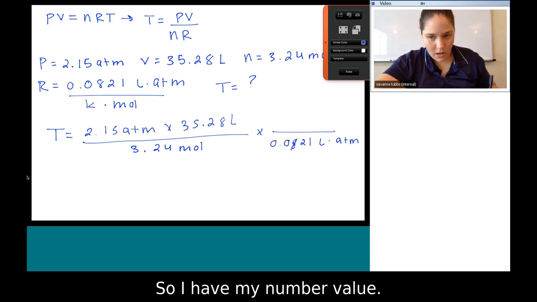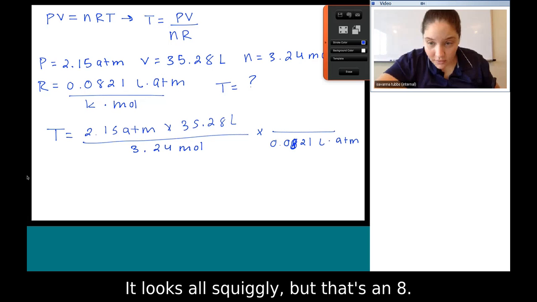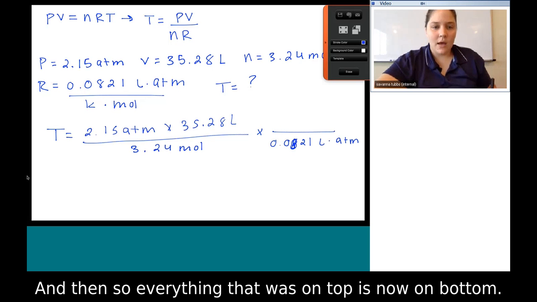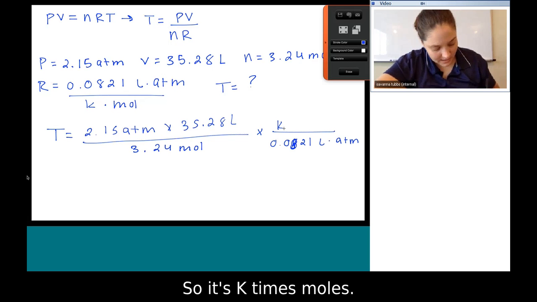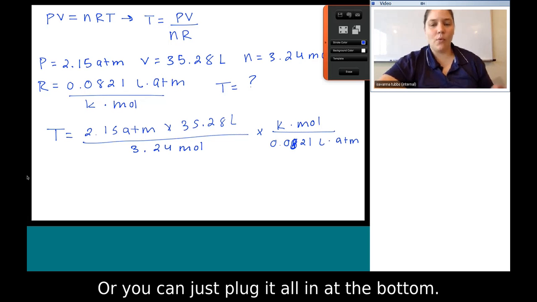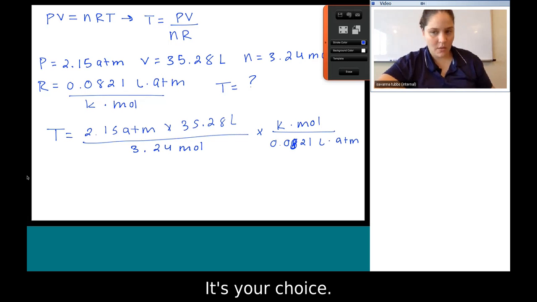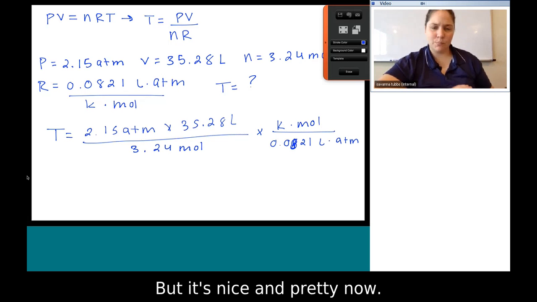So I have my number value, it looks all squiggly, but that's an 8. And then everything that was on top is now on bottom, everything that was on bottom will now go on top. So it's K times moles. So that's kind of how I set it up, or you can just plug it all in at the bottom. It's your choice. But it's nice and pretty now.